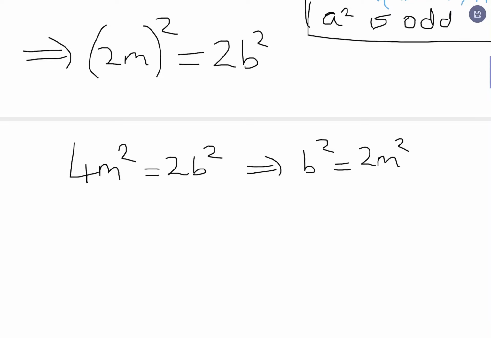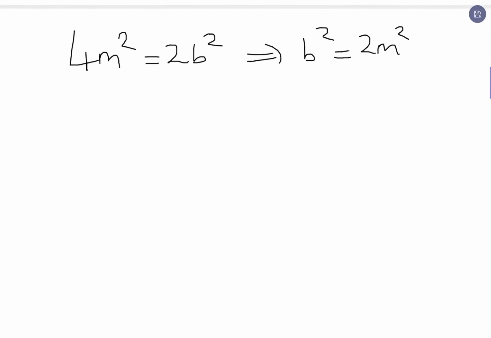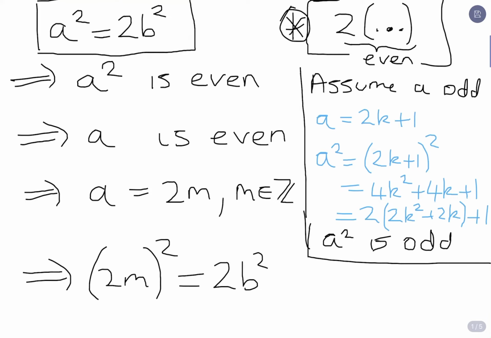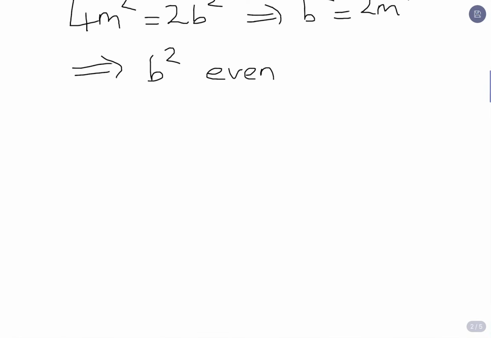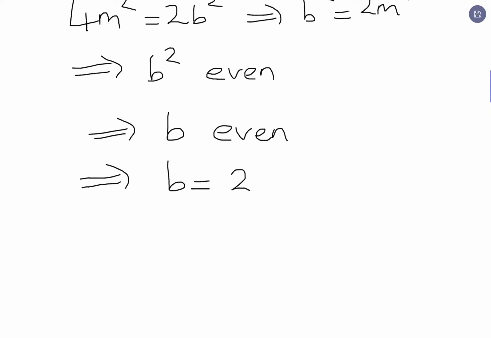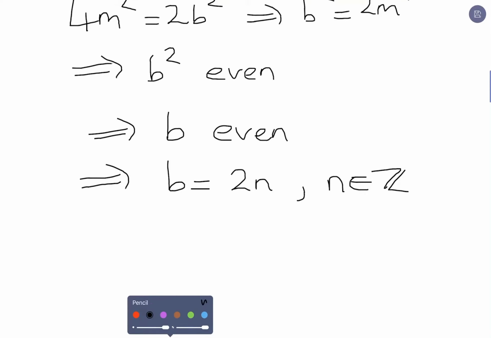Now let's use a similar argument to before. We can now see that b squared is even, as it's of the form 2 times something. So there we go, we have b squared even, and then by the exact same argument, we must have that b is even as well. So that's that. And then that tells us that b equals 2n for some integer n. Let's switch colours as we're nearly done here.